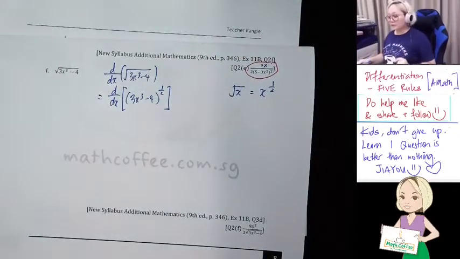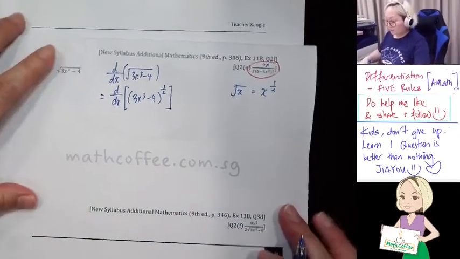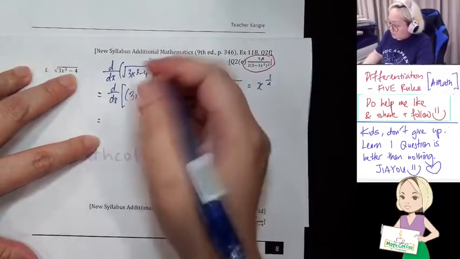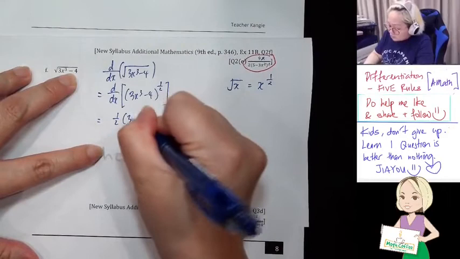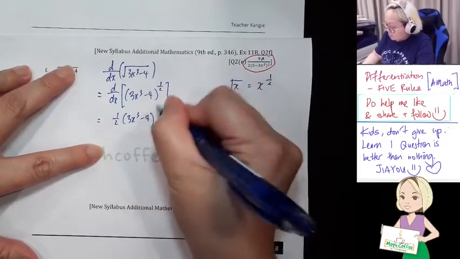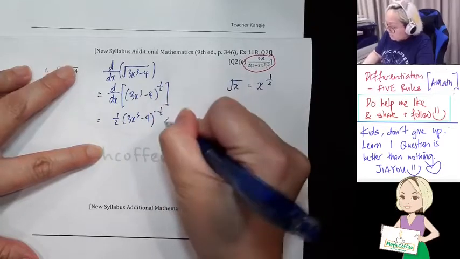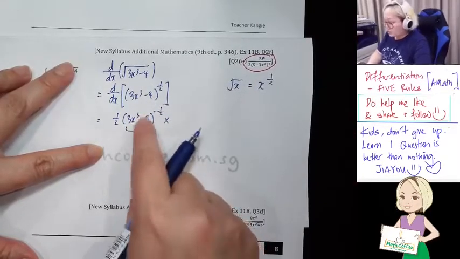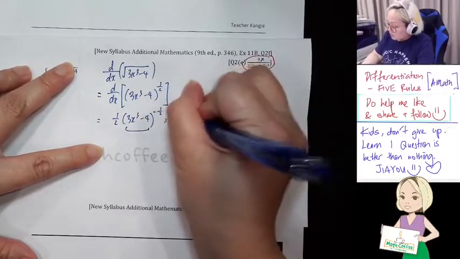Okay, so now we are ready to differentiate. Bring down the power, so it becomes half, 3x cubed minus 4. Half minus 1, so it's minus half. Multiply by differentiate the inside. So 3 times 3 is 9, so it's 9x squared.